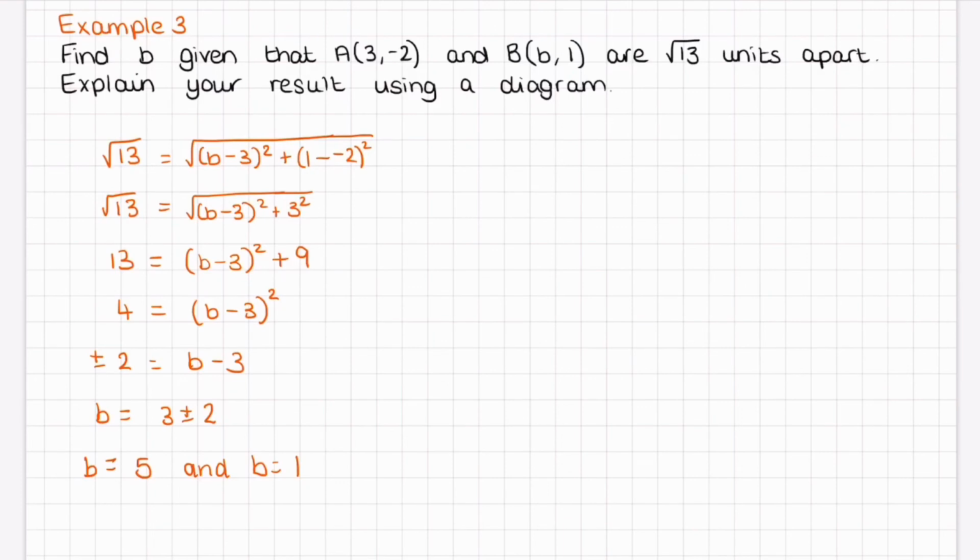If we look at these points, because they are coordinates, we can draw them on a graph. Here they've got some axes just quickly drawn. Now, if we start plotting these points, we plot point A first, because we have that, so that's 3 and -2. Now we've got two values for B. B equals 5, so the coordinate would be 5 and 1, and then we could also have the coordinate of 1 and 1.